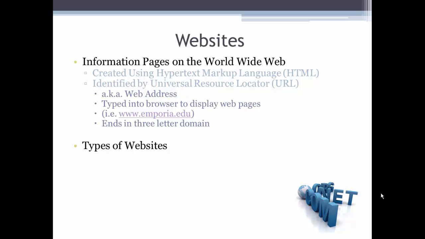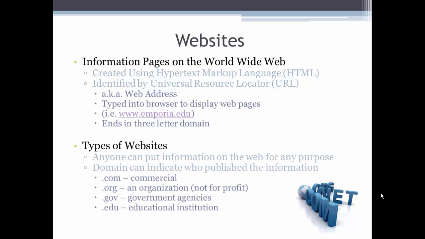For example, www.emporia.edu brings up Emporia State University's website. The final three letters of the URL indicate the domain of the address. Websites can be categorized based on their domains.